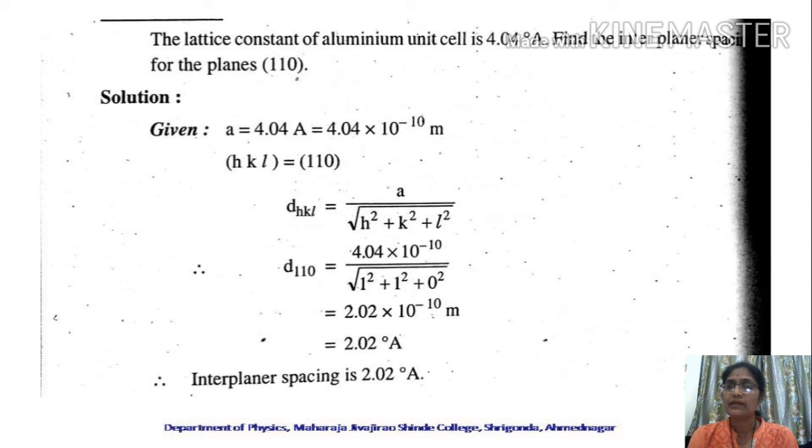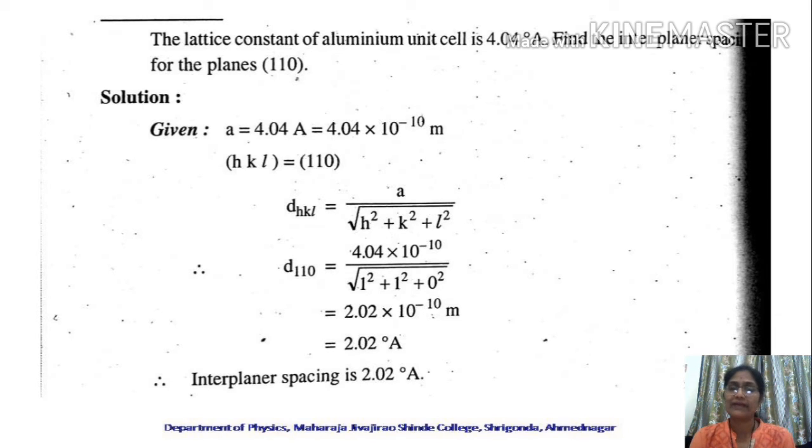For interplanar spacing in this chapter there is only one formula, that is D is equal to A upon square root of H square plus K square plus L square. Then by substituting the values of A and HKL in the respective formula, you will get the value of D.